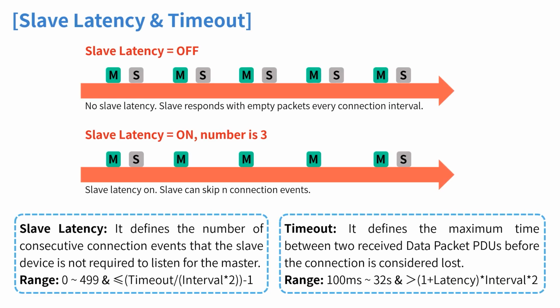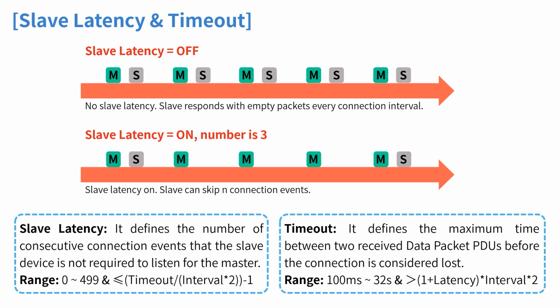In order to further reduce power consumption, BLE also introduces the concept of slave latency. The slave can skip several connection events. That is, the slave does not need to respond after the master sends a packet. The premise is that the slave has no data to send to the master, and the slave will respond if there is data.